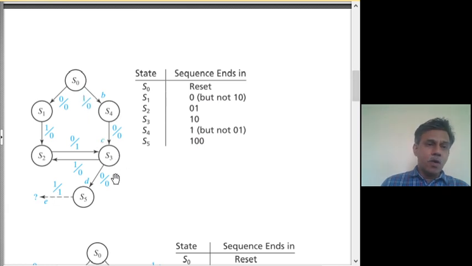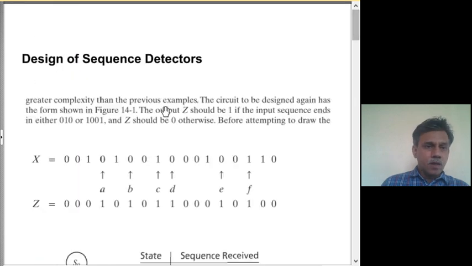Why are we going to S3? It is because this 1, 0 is similar to the last 1, 0 of 101. So the first 2 bits, 1, 0, of the second pattern are the same as the last 2 bits of the first pattern. That is why we are going to this so-called S3.